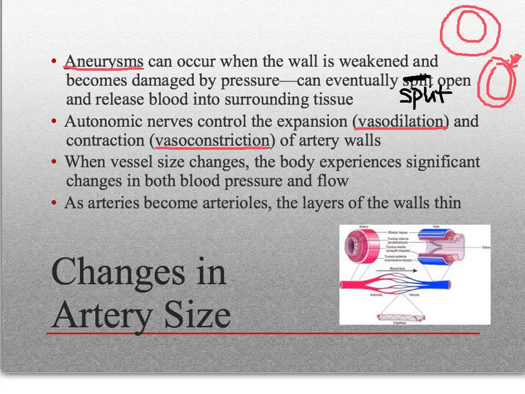The vessel can split open, which causes blood to be released into the surrounding tissues. That can cause, if it's in your brain, damage to the brain cells around the artery. It can cause damage in other parts of the body as well. Brain aneurysms are obviously the most serious because once brain tissue gets damaged by blood all around it, you can't really fix it. But what you need to remember is that as arteries become arterioles, the vessel gets smaller, and as the vessel gets smaller, the layers of the walls get thinner.